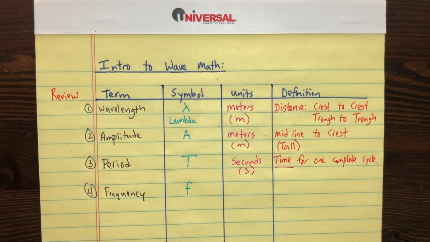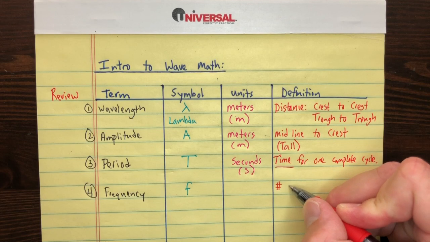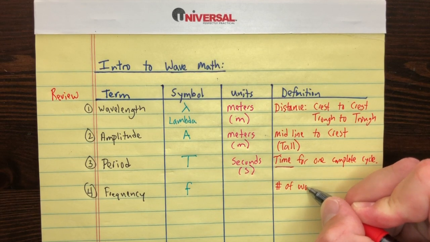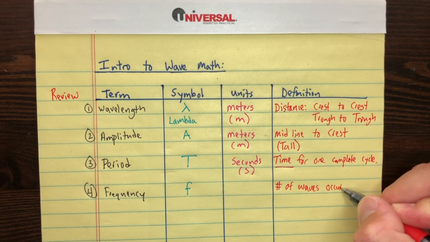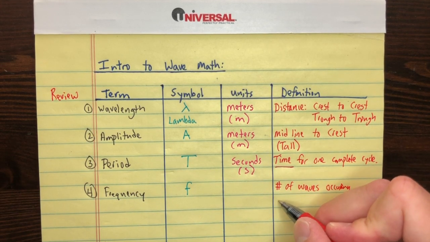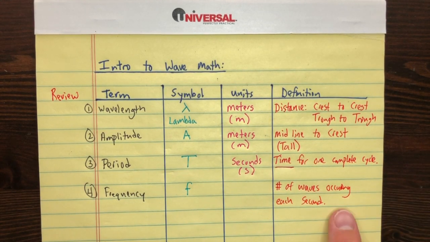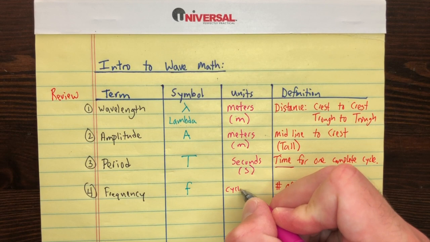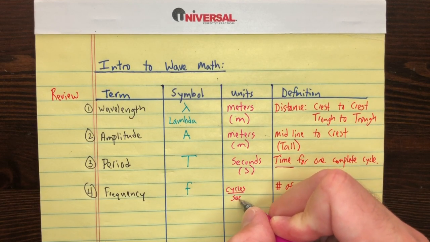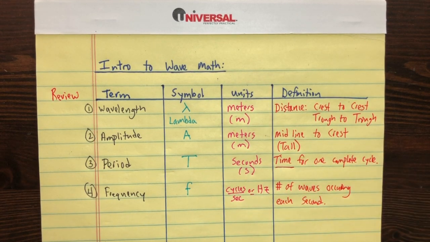And then again, I'm gonna skip over here. The definition is basically the number, or how often, number of waves occurring or happening each second. So I got kind of sloppy there. So it's how many waves happen each second. And you could say the units would be cycles or waves per second, or you could use hertz.